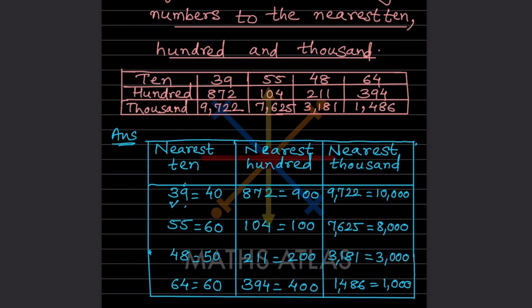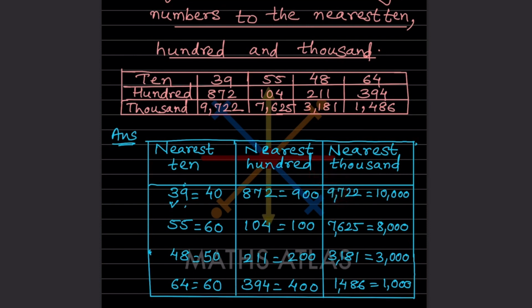Now look at the nearest 1000. Nearest 1000 means ones, tens, hundred and thousands. So now look at here. You are going to concentrate on this 9. Then what is the side number? That is the hundreds place. So here the hundreds place, this is 7. So that is more than 5. So here you are going to add plus 1.